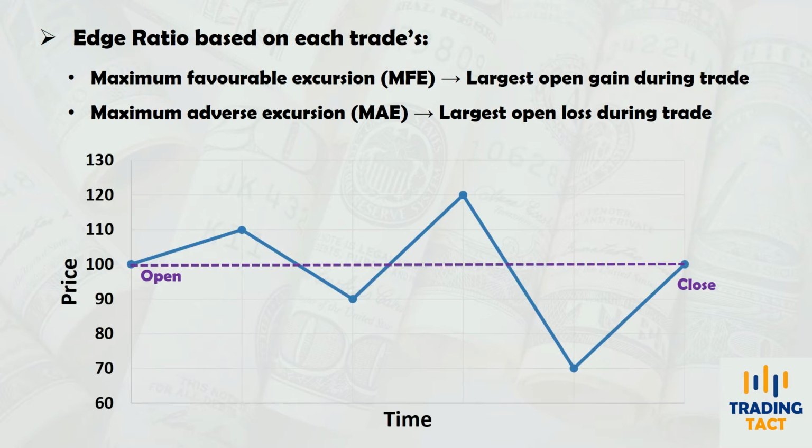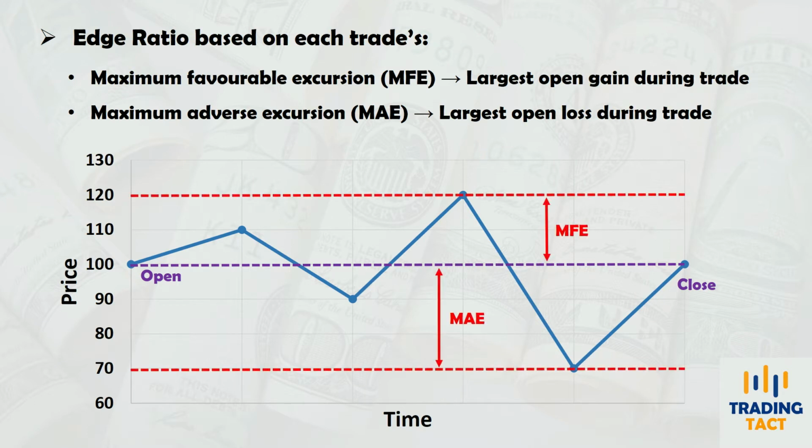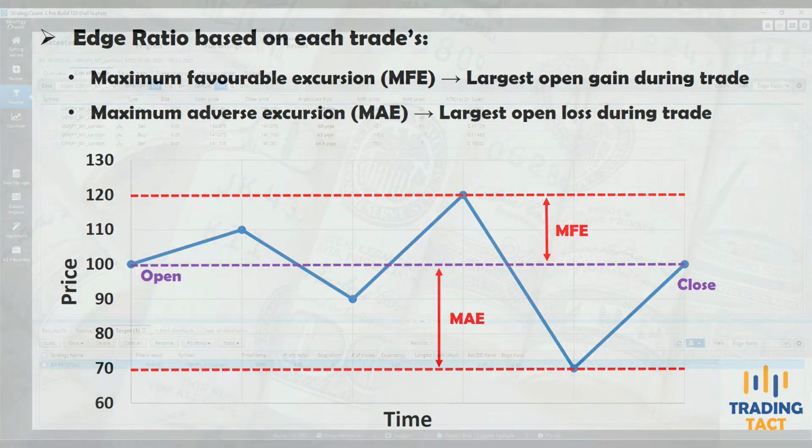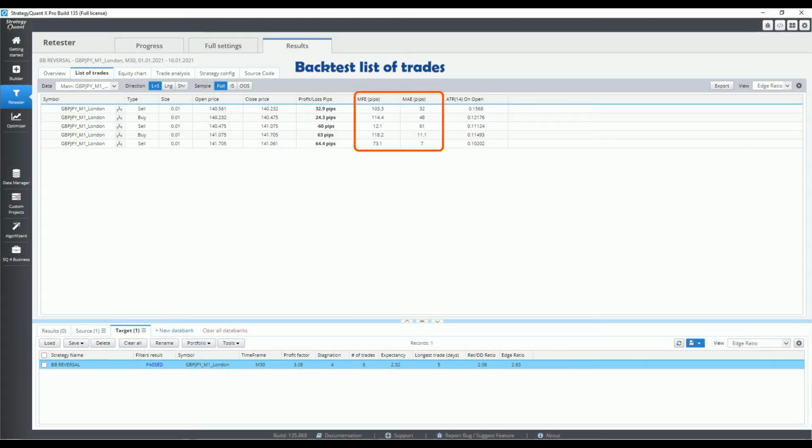Suppose you have a trade that progresses as shown. The trade was closed at break-even, but had an MFE of $20 and an MAE of $30. When backtesting your strategy in StrategyQuant, you can track the MFE and MAE values for each trade. I prefer to display MFE and MAE in pips since this removes the effects of fluctuating currency values.